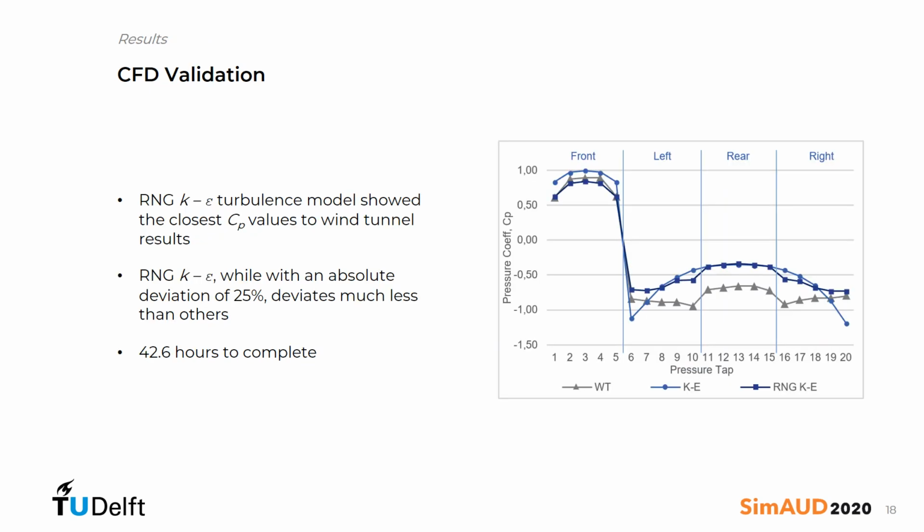Results of the CFD validation showed that RNG k-epsilon was the most promising turbulence model. We see that especially from the graph, even though the deviation was quite high, it more closely follows the wind tunnel results than the other models tested, though it took a very long time to complete the simulation.